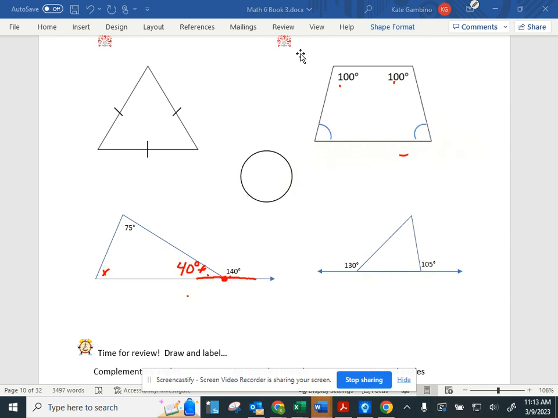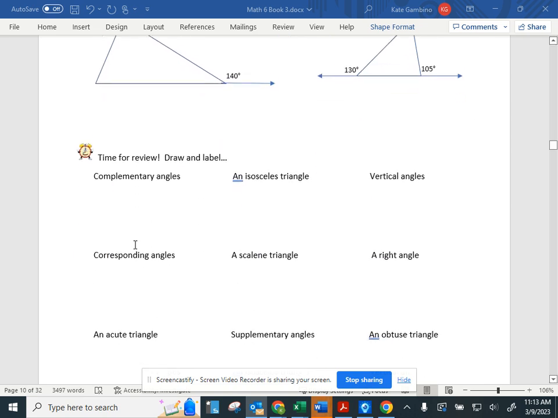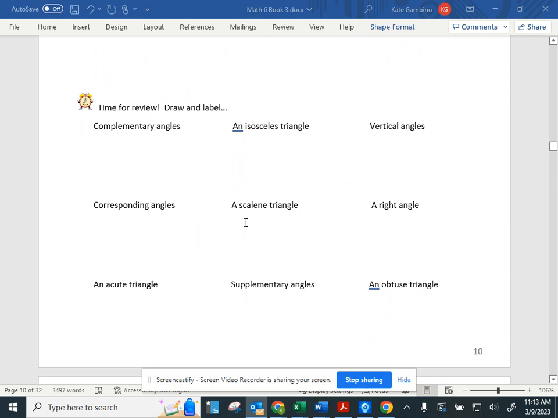Then on the bottom, it says time for a review. So it's the review, going back over those objectives, drawing those different angles, drawing the different triangles. So it's our way of reviewing all of these objectives.